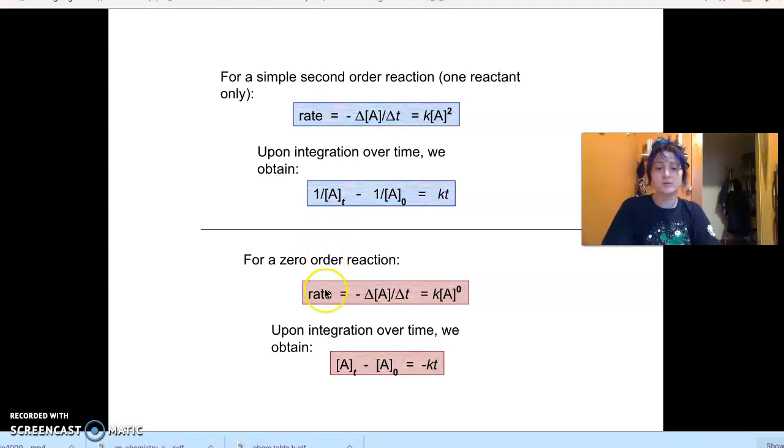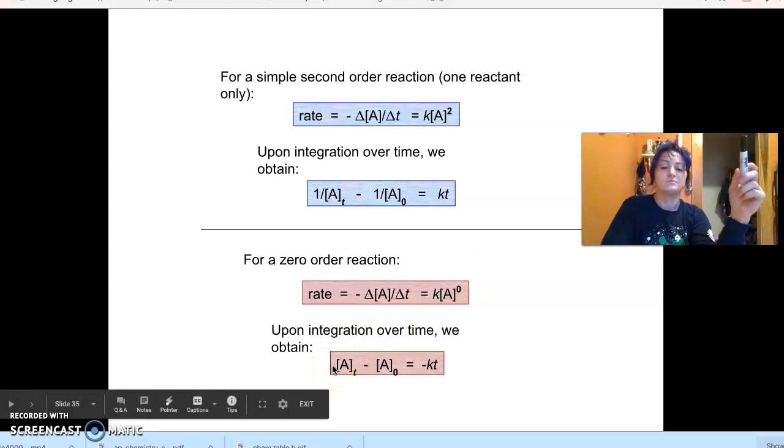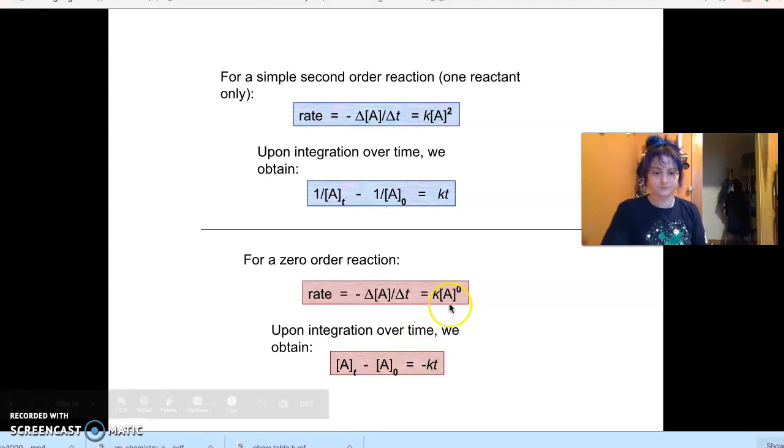And finally, for a zero order reaction, where the rate equals k times A naught raised to the 0 power, when you take the integral of that, basically you just get things raised to the first power. So it's going to be A at time t minus A at time 0 equals negative kt. Important to note that you have negative k for the zero order function.